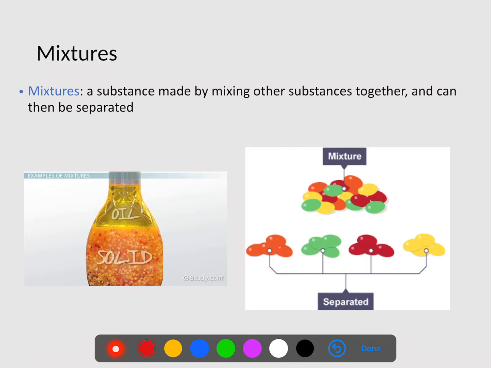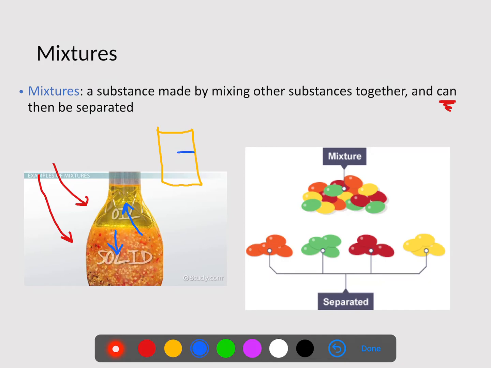Now a mixture is something that is combined together as well, but it can, and keyword is can, be separated. So for example, we have oil and solids in Italian dressing. You can shake that up as much as you want and mix it up, but if you let it set, the oil is going to separate away from the solid, and you can always separate the 2 things.